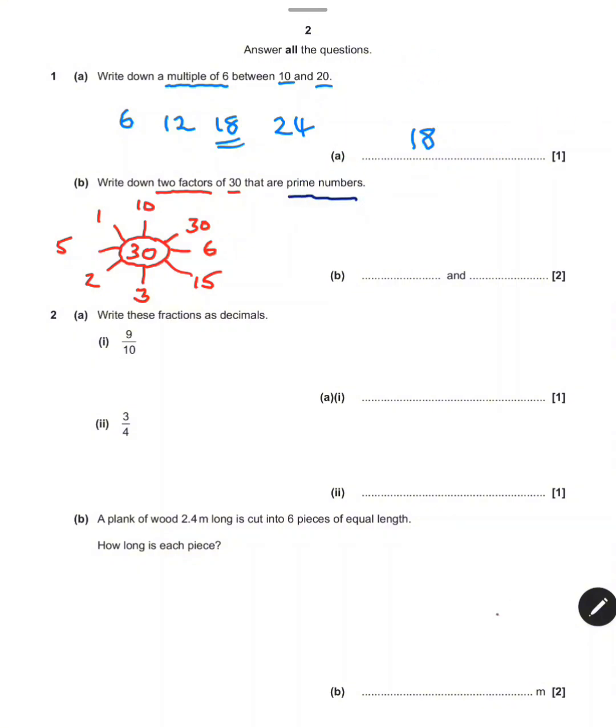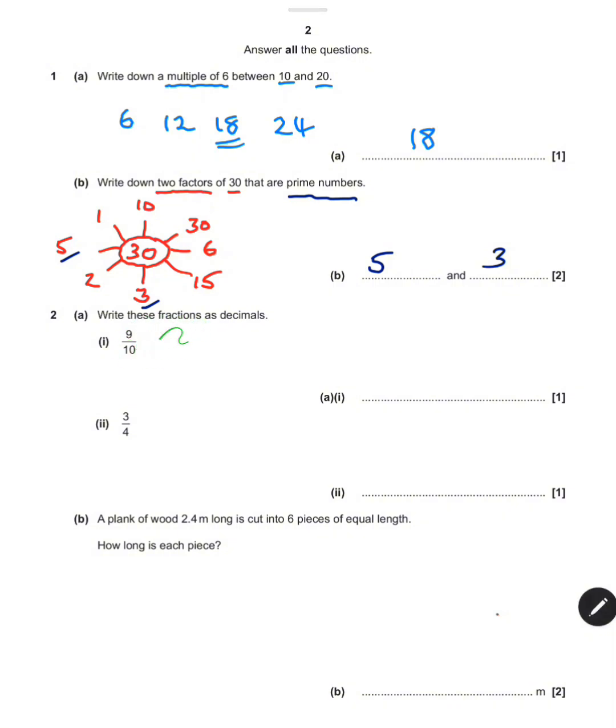And prime numbers are numbers that will only divide exactly by themselves and 1. I know that 5 is a prime number. 5 will only divide exactly by itself and 1. I also know that 3 is a prime number. 3 divides by 3 exactly, and 3 divides by 1 exactly, and that's it.